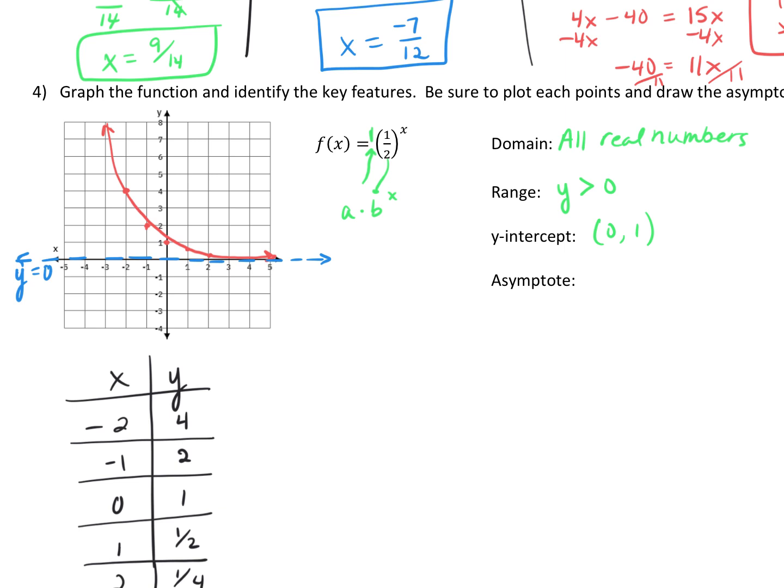And then the asymptote is that horizontal line y equals 0. It's always going to be y equals 0 unless we shift this graph. If our graph shifts up and down, the asymptote will shift up and down with it.